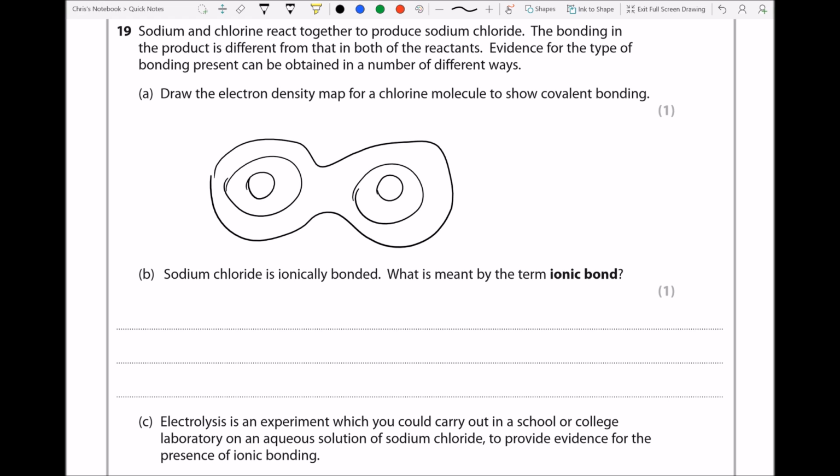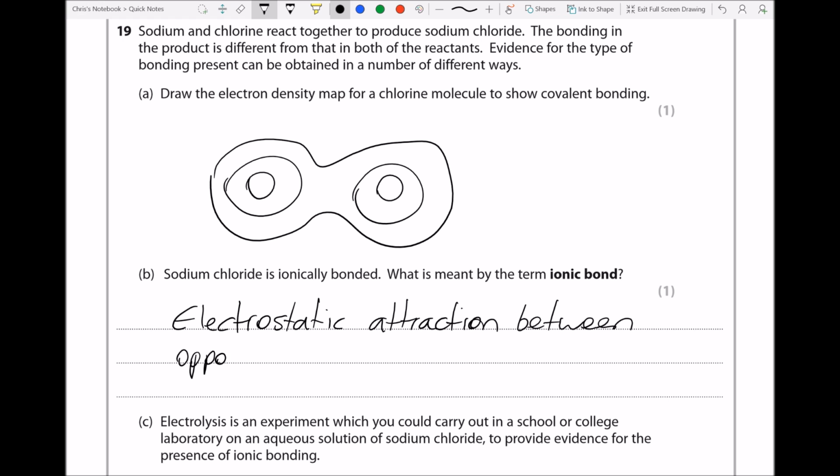So let's put that down there. Make sure you get all these keywords in. Okay, so this is an electrostatic attraction between oppositely charged ions. So there you go, that gets you the 1 mark.